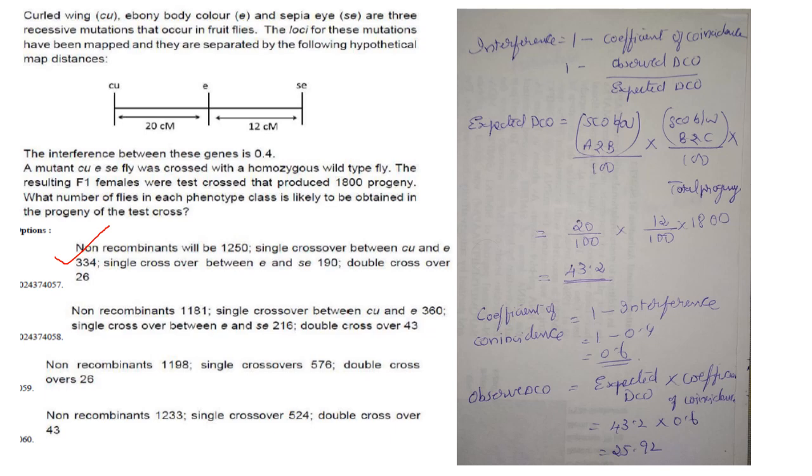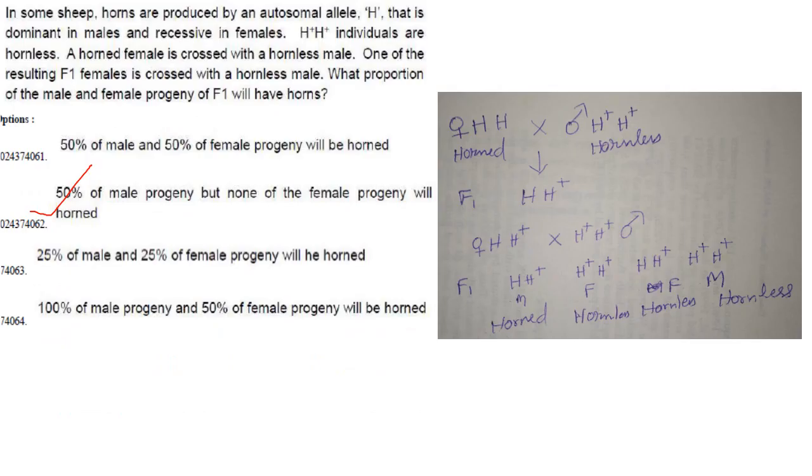From this data we cannot make out the number of progeny that you will get from single crossovers. So double crossover is 26 and non-recombinants will be 1250. In option A, if you add up 1250 plus 334 plus 190 plus double crossover 26, you will get 1800 progeny. So your answer will be option 1. Then next one.